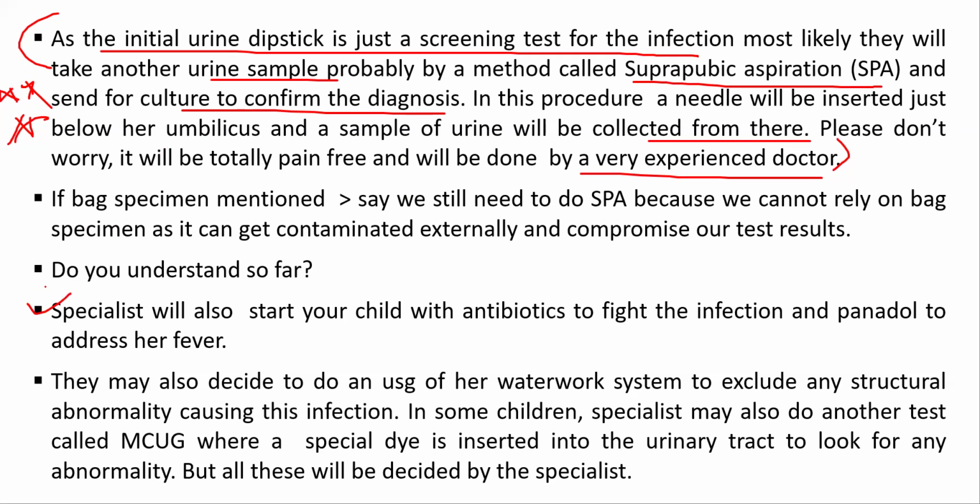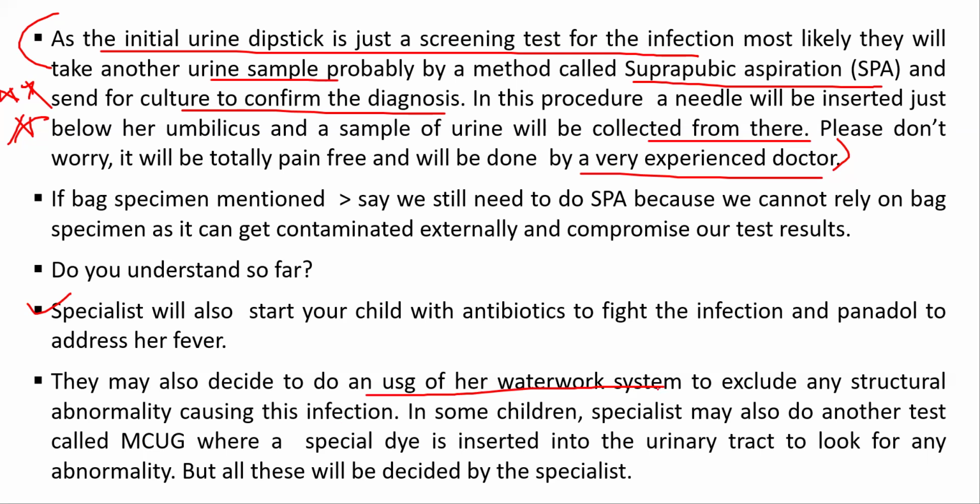Then you will say that once the urinary sample is taken, the specialist will start your child on an antibiotic to fight the infection, and also Panadol or paracetamol to address her fever. Most of the time, that is the treatment that they do if it is the first time your child has got a urinary tract infection. But for children who get a recurrent urinary infection, the specialist might want to do further investigation to check their urinary tract as a whole.